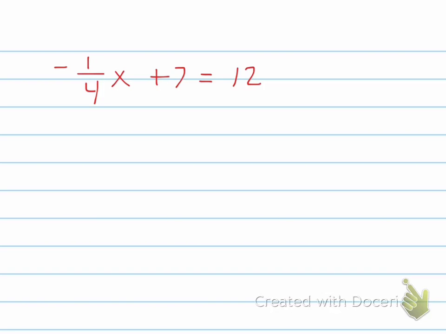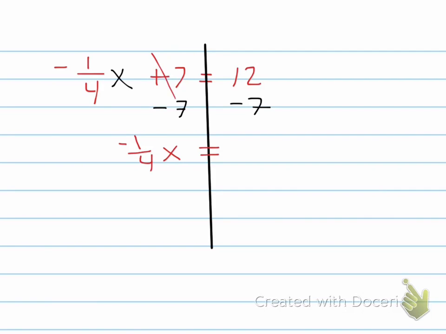Alright, let's look at this problem. So once again, I want to get x alone. So I'll draw my line down. And I have to get rid of 7 and negative 1/4. So let's subtract 7 from both sides. So I'll be left with negative 1/4 x equals, that cancels out, 12 minus 7 is 5.